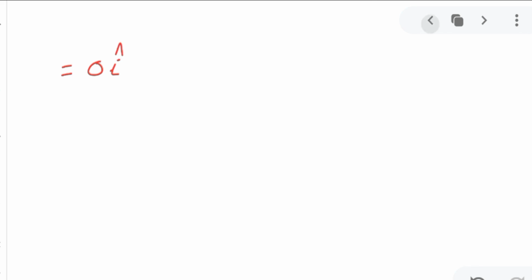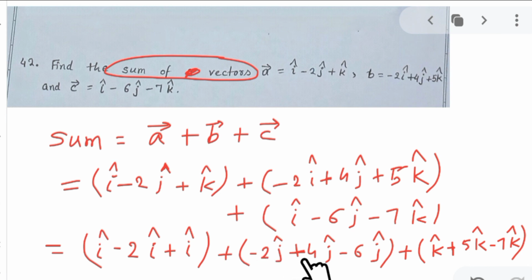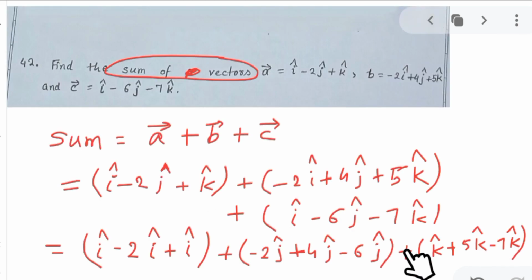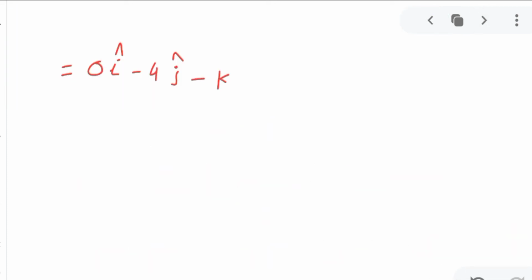And then here minus 2j plus 4j minus 6j. So minus 2j minus 6j is minus 8j, minus 8j plus 4j is minus 4j. Then k plus 5k is 6k, and 6k minus 7k will be minus k. So 0 into i is a zero vector, no need to write it. The answer is minus 4j and minus k.